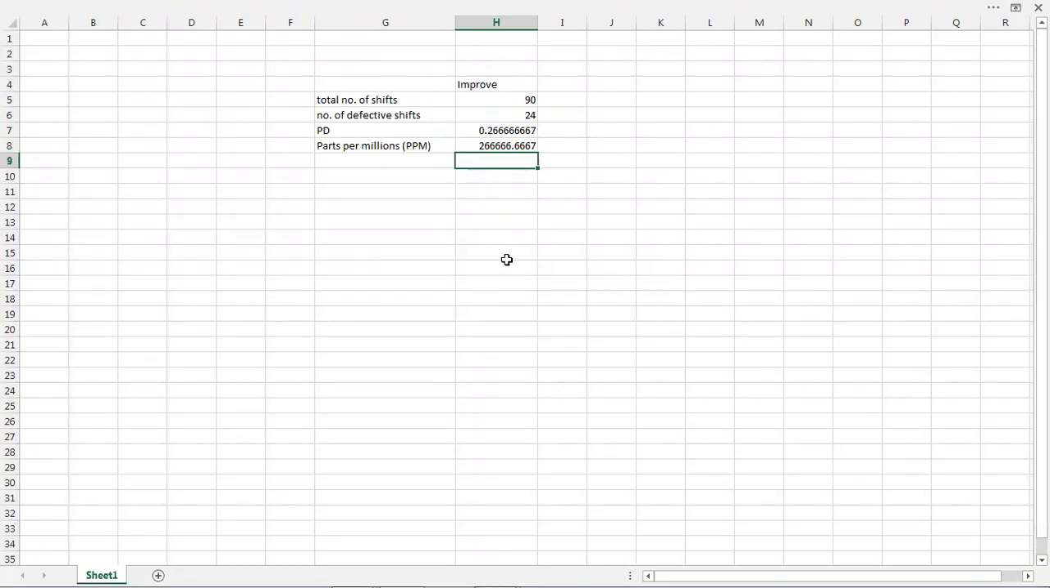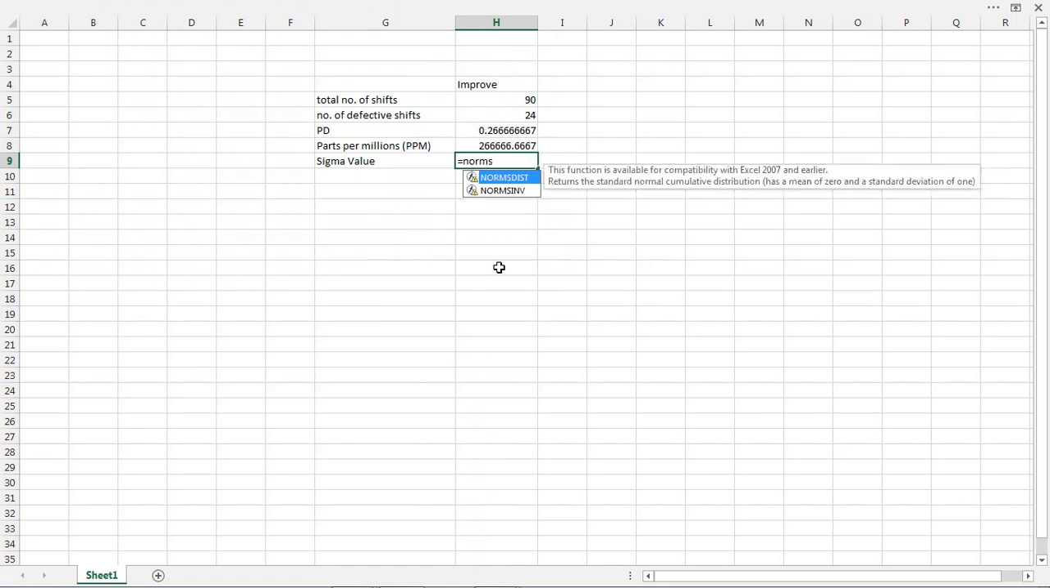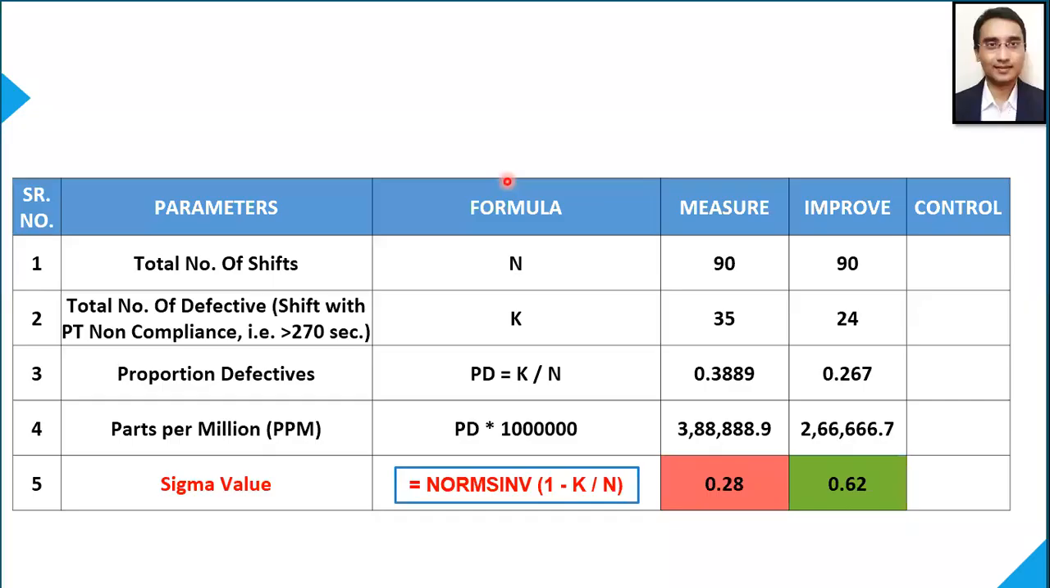Now let's calculate the sigma value. How are we going to calculate it? It is equal to NORMSINV, of 1 minus PD, not 1 minus parts per million, 1 minus PD. How much is it? 0.6229, so roughly 0.62. So we have improved a bit from the previous state. That's how we are supposed to calculate both indicators of capability assessment, parts per million and sigma value. On that note, let's move to the next slide.